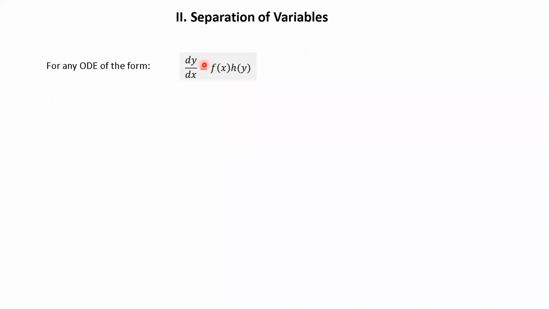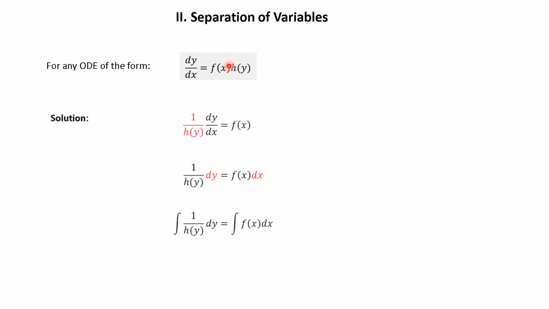dy/dx equals a product of two functions: a function which depends on x only, times another function which depends on y only. The method that we'll use here is known as separation of variables. First, you can see that I move this h of y to the left hand side. Then this is what we have.